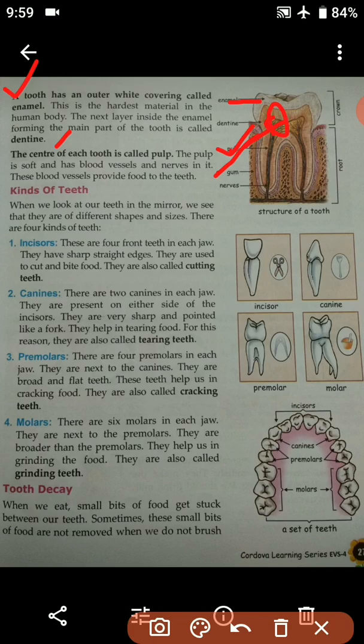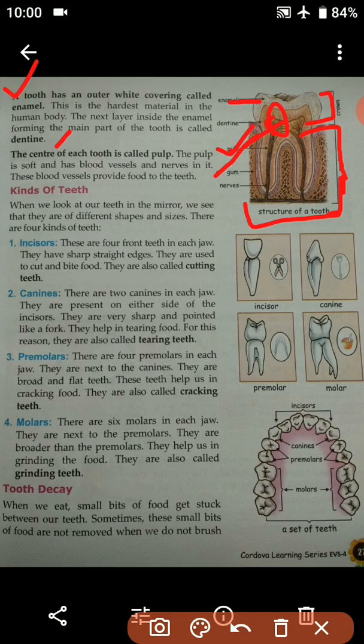So you see, this is a complete structure of a tooth. And this portion is a crown which we can see with our eyes, and this portion is a root, and we cannot see it because it is inside our gum, okay students? So now we are moving on to the next topic, that is kinds of teeth.